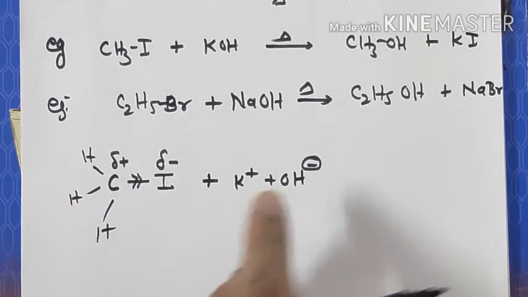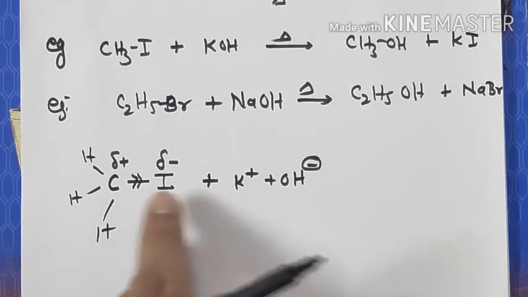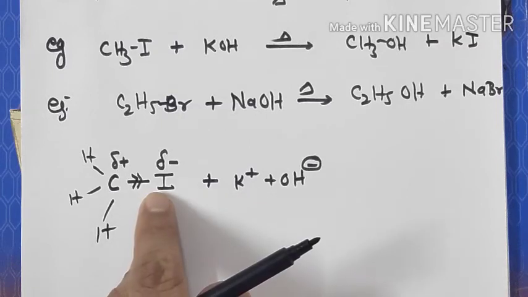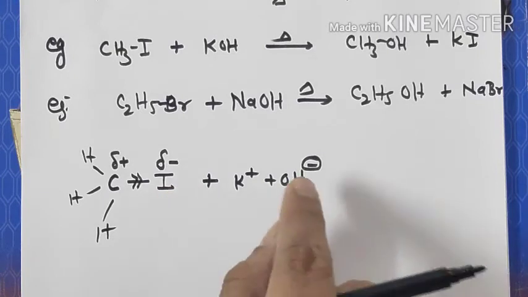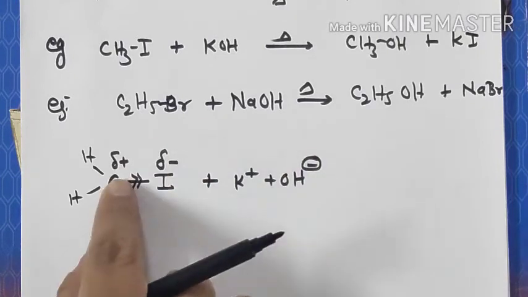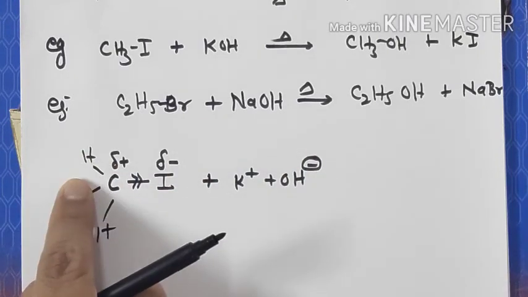But OH minus is negative, I minus is negative. When they come here, there will be repulsion. And understand, student, and remember this: whenever there is a repulsion, energy will increase. When energy increases, stability decreases. So it wants to avoid that, and that's the reason OH minus approaches this carbon from backside.